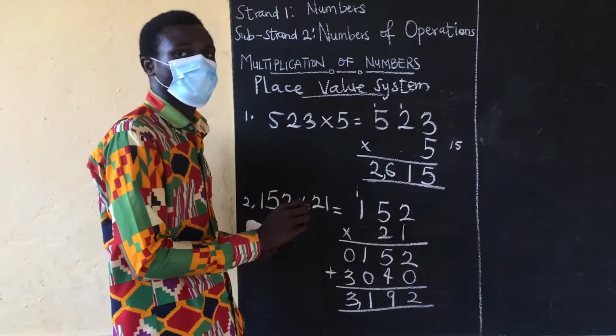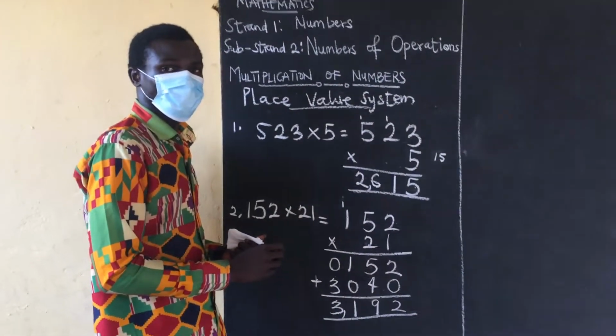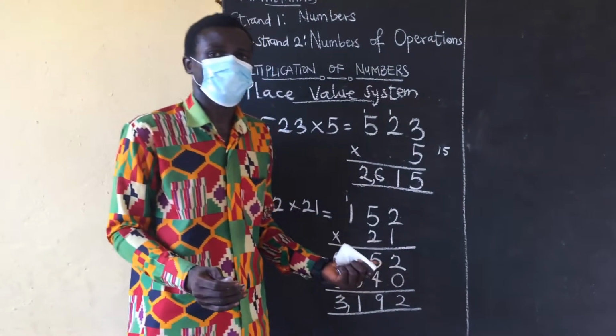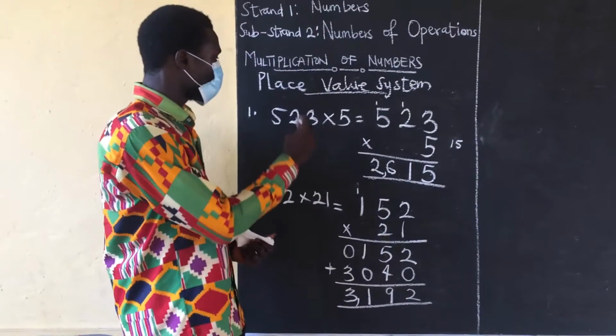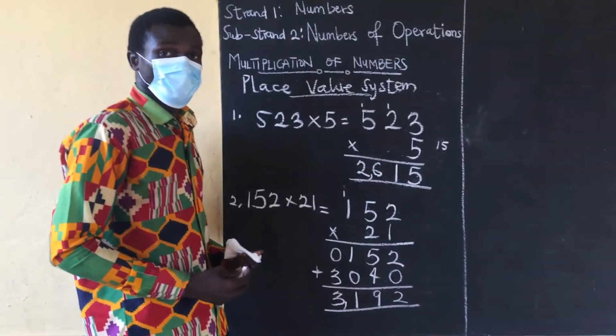So when it comes to multiplication using the place value system, if the question instructs us to use the place value system, then we have to go by this method. But if we are not being asked, we go by any method. So because we are to use the place value system, we will multiply it this way.